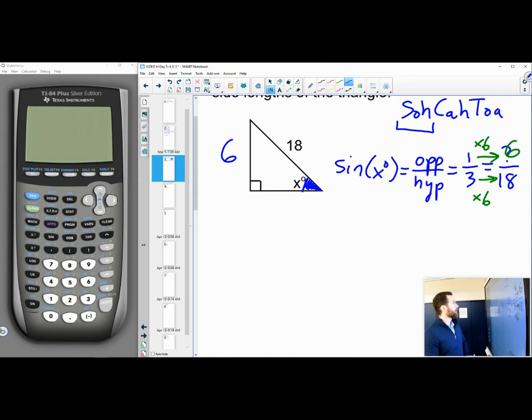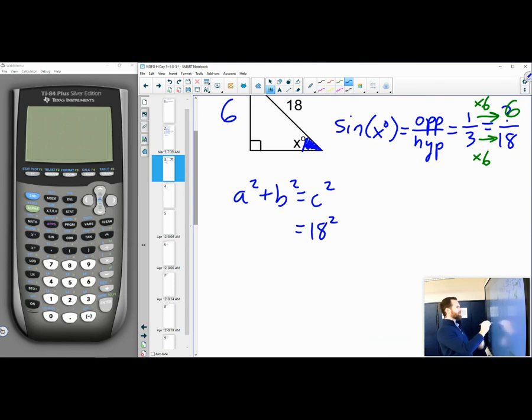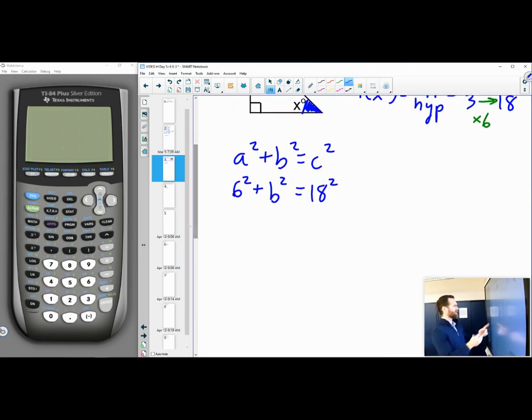It doesn't tell us. And now that we have two sides, we can use a squared plus b squared equals c squared. Because we know 18 goes in for c. a could be 6, it doesn't matter. And b, we don't know, so we'll just leave it as b squared. And then we just solve. We know how to solve these equations. So we get 36 plus b squared equals 18 squared. I could not do that in my head. 18 squared, and we get 324.